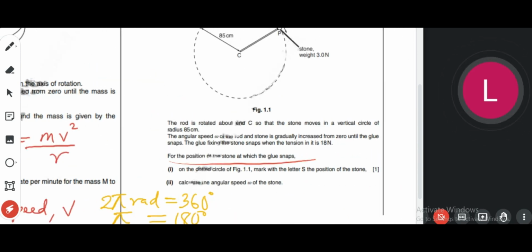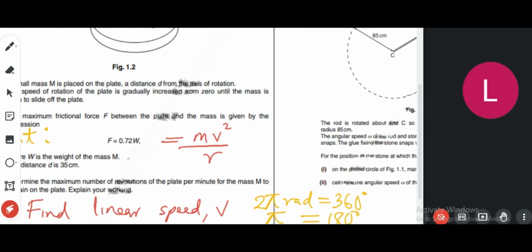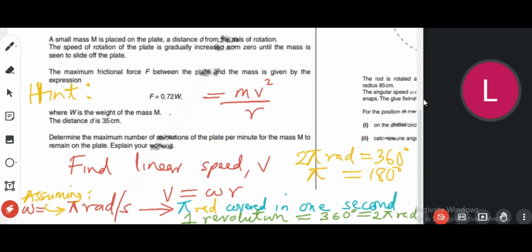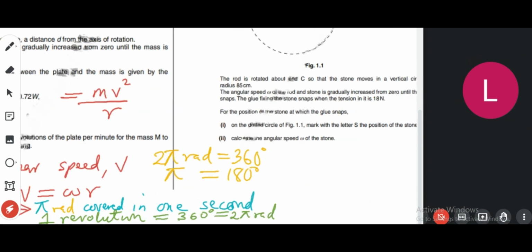For the position of the stone, we are asked to find on the dotted circle marked with letter S the position of the stone. Now calculate the angular speed omega. It's the same formula you're going to use. Like I said, from F equal to mv squared over r, you first find v. After you have found v, you use the formula v equal to omega r to find omega, and every other thing you are required to do. That's a simple hint you can use for this.